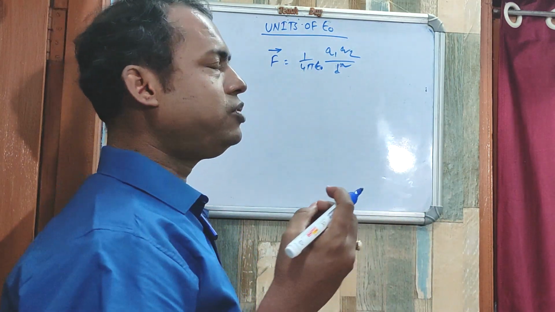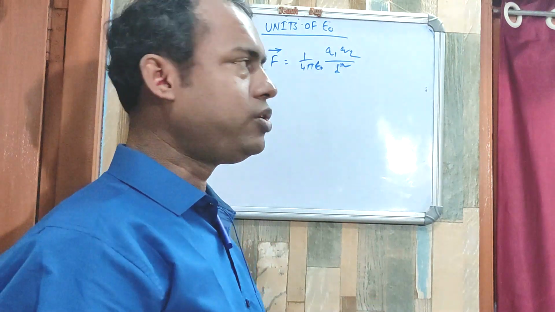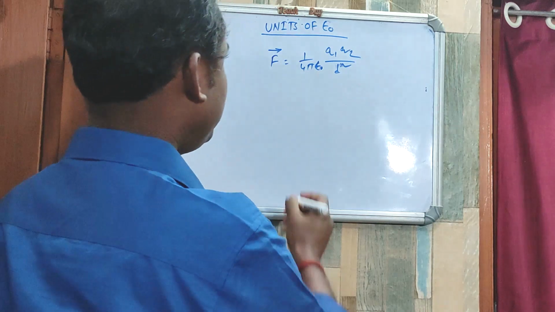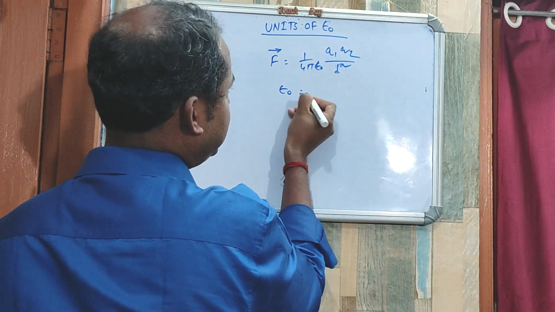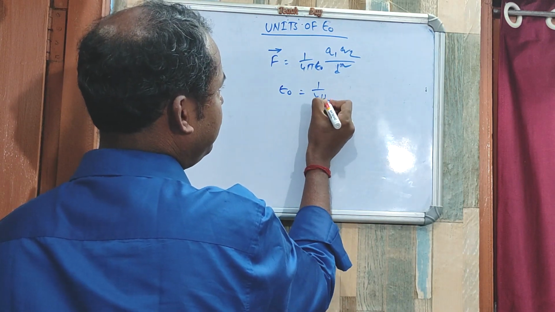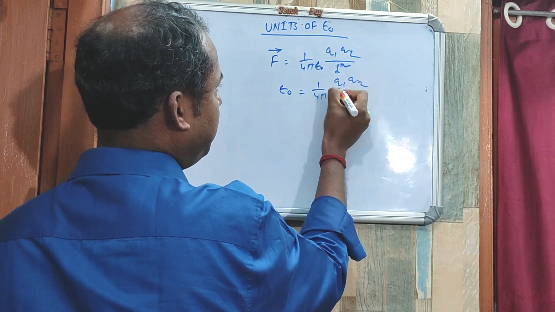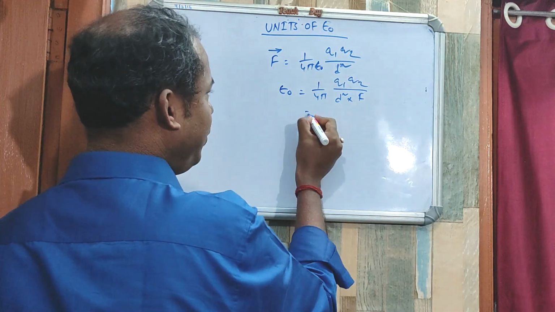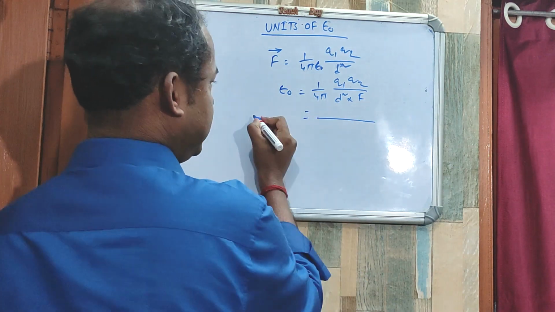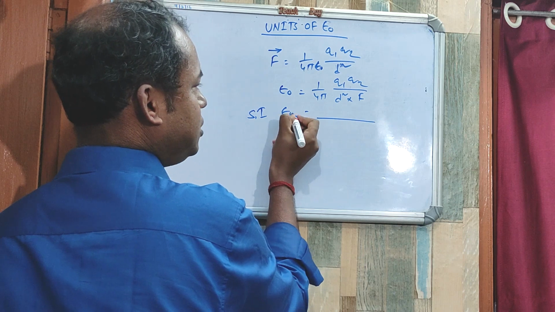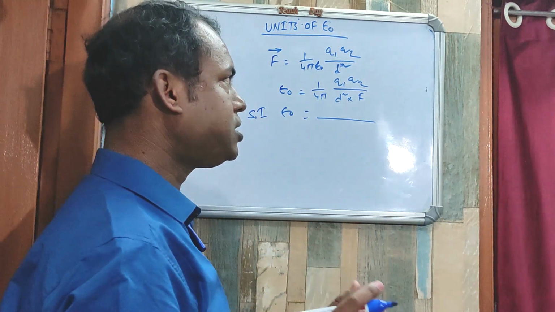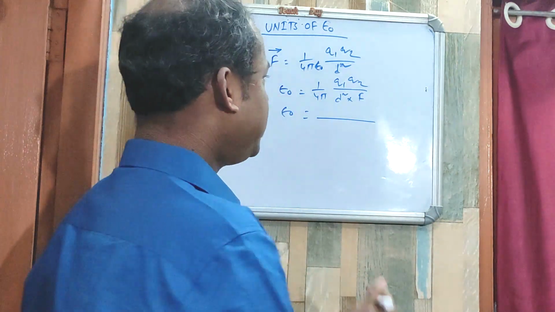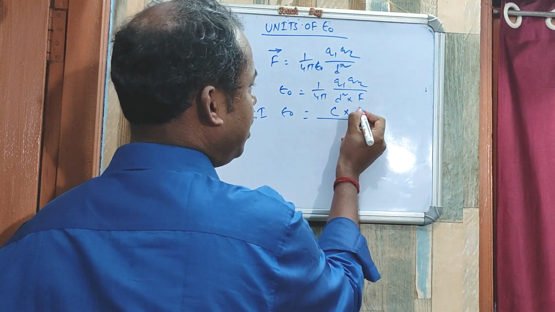Now we want to find out the SI unit of epsilon naught and the dimension also. Epsilon naught is written as epsilon naught equals 1 by 4 pi into q1 q2 by d square into F. So for the SI unit of epsilon naught, q1 q2 are the charged bodies. What is the SI unit of charge? That is coulomb. So this is coulomb into coulomb.